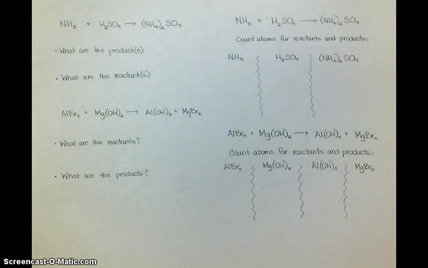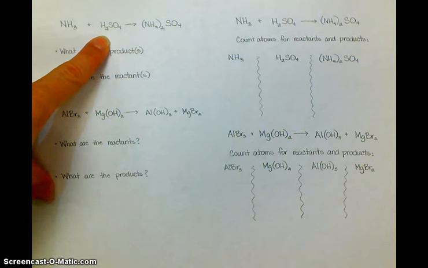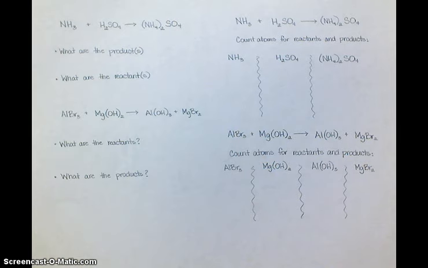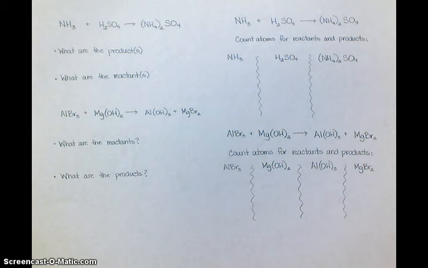All right, so now we're going to do our practice page. I am looking at NH3 plus H2SO4 yields (NH4)2SO4. In words, that is ammonia plus sulfuric acid produces ammonium sulfate. Okay? What are the products? The products are the substances made in the chemical reaction. Your product is ammonium sulfate, and that's only one product. What are the reactants? Ammonia and sulfuric acid.